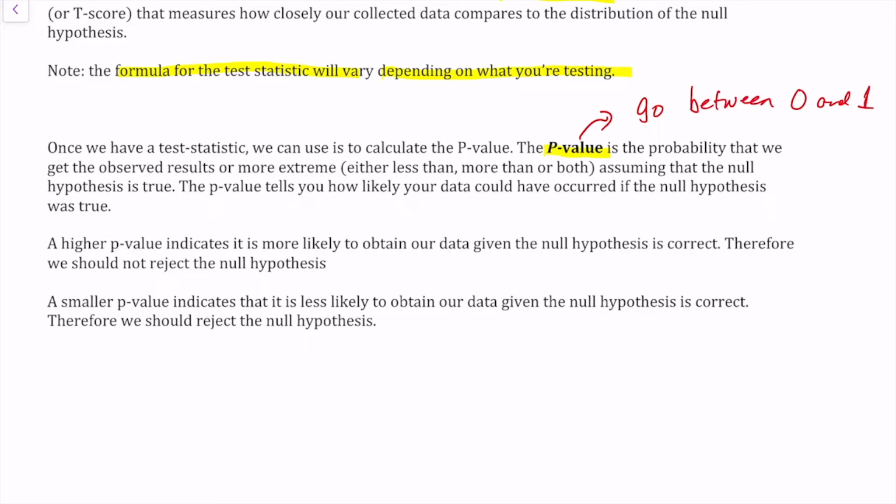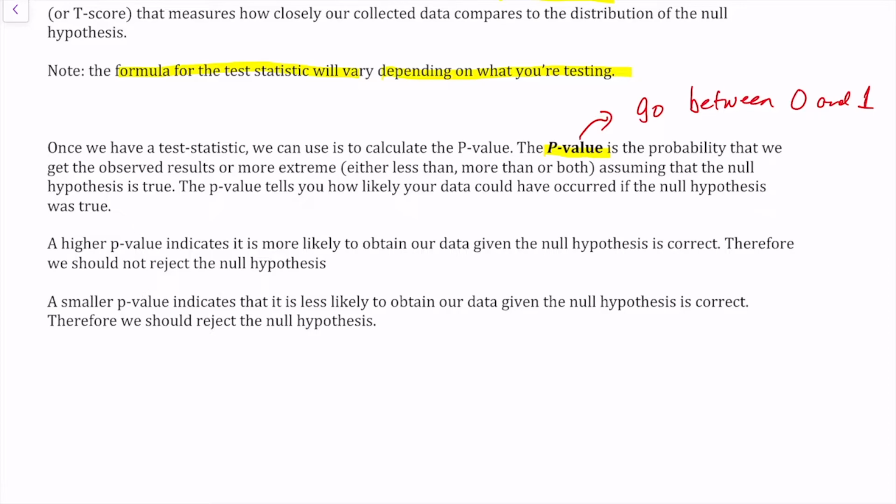Keep that in mind. But what does the actual p-value tell us? A higher p-value, remember the p-value is a probability, indicates that our data is more likely to occur assuming that the null hypothesis is correct.